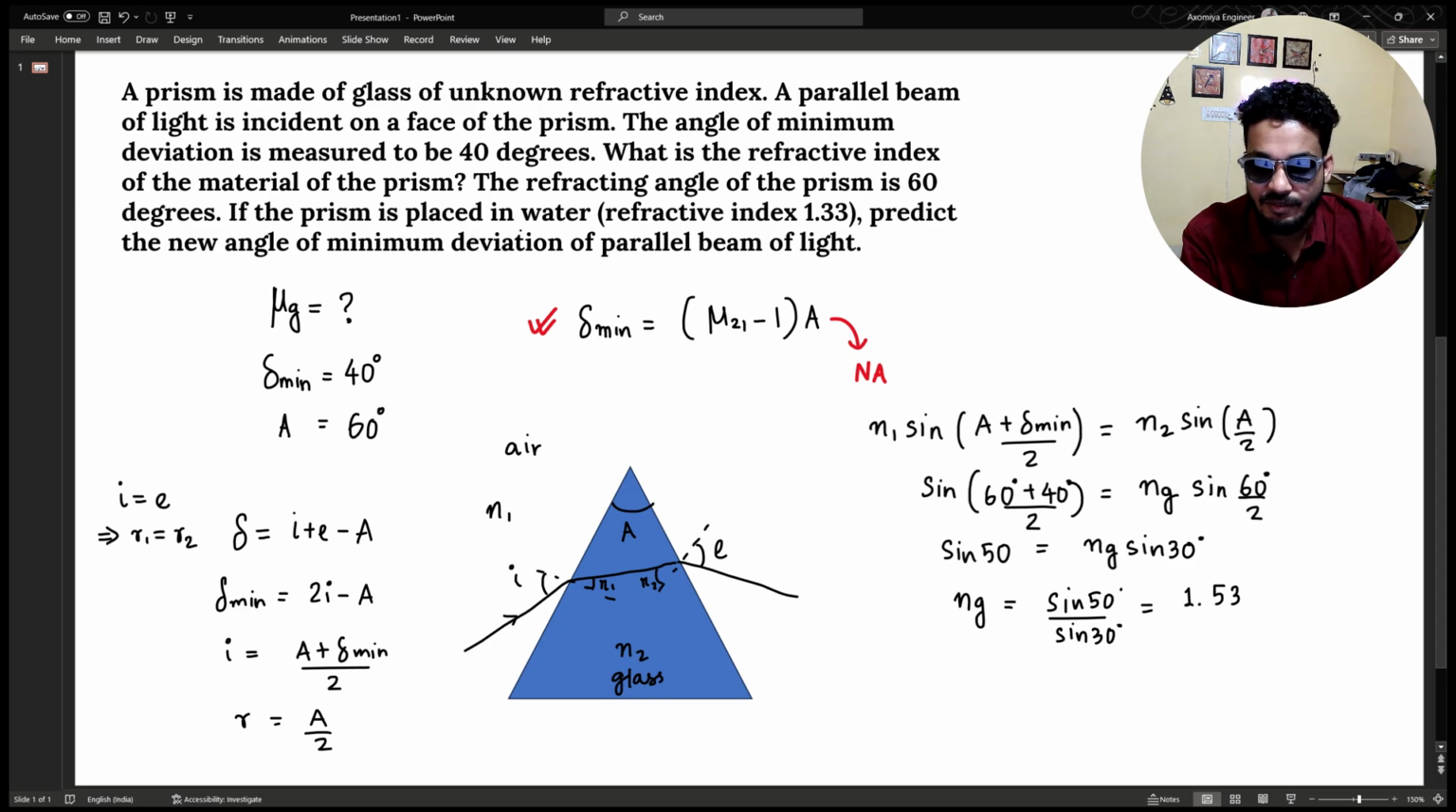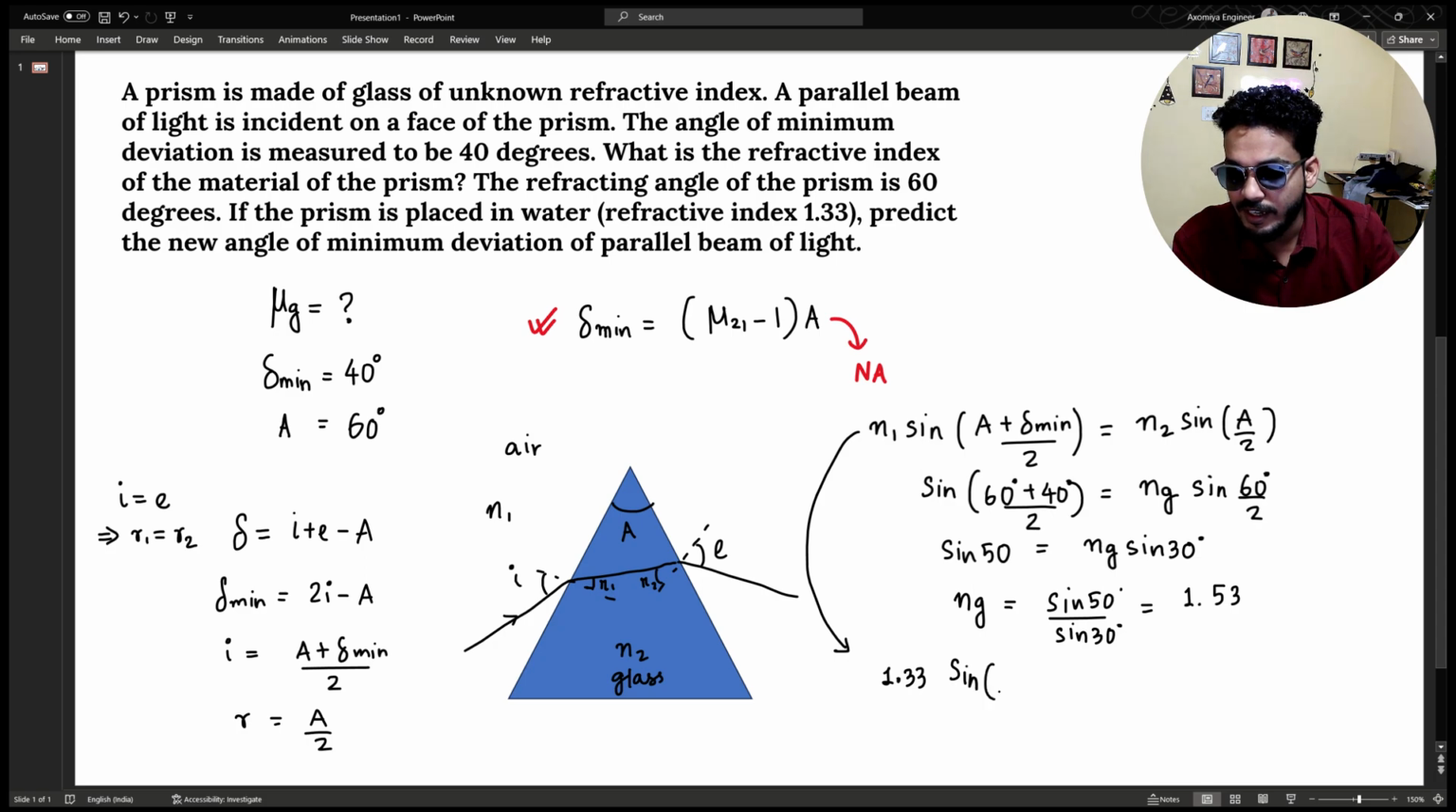Now for the second part, if it is placed in water, you're going to use the same formula, but in place of 1, you're going to plug in 1.33. So again I'm using the same formula here, just plugging in the values. So n1 is going to be 1.33, sine of angle A is still 60 degrees, but this time we don't know del min divided by 2, and this is equal to n2, which we know this time because we figured it out in the first part of the question. So it's 1.53 into sine of 60 by 2.